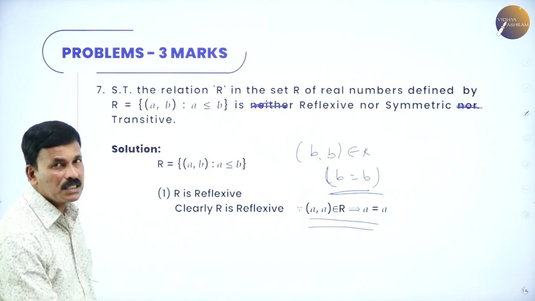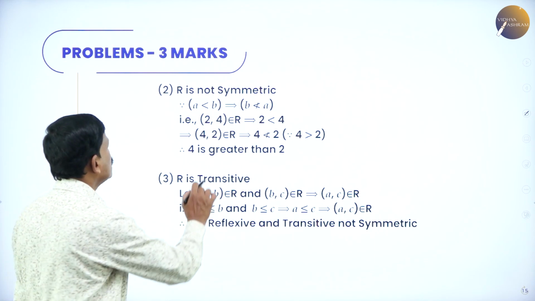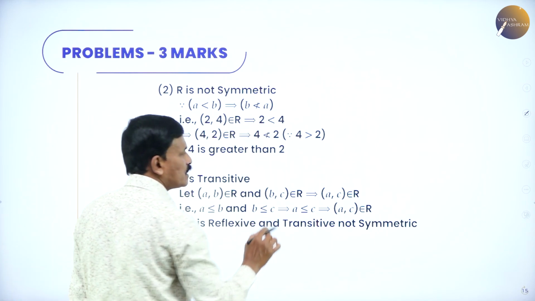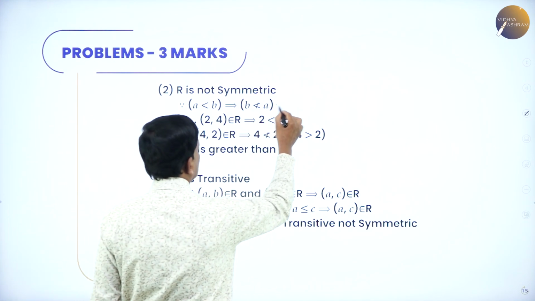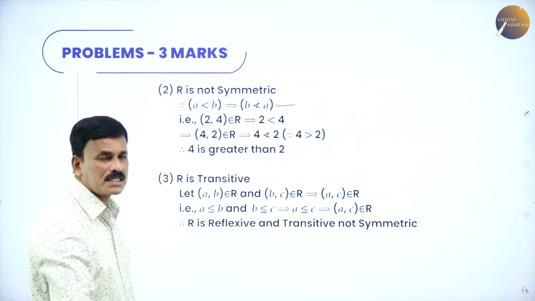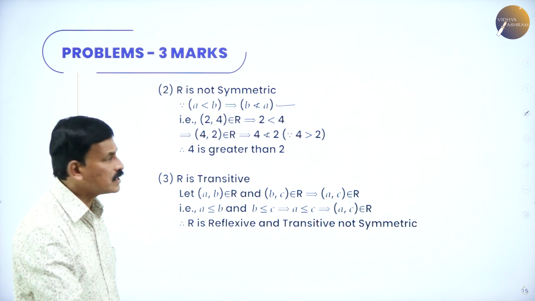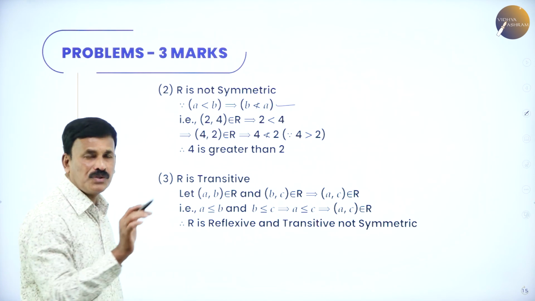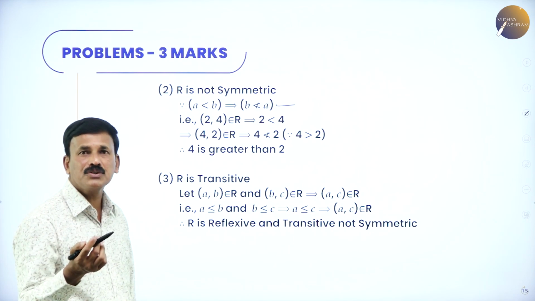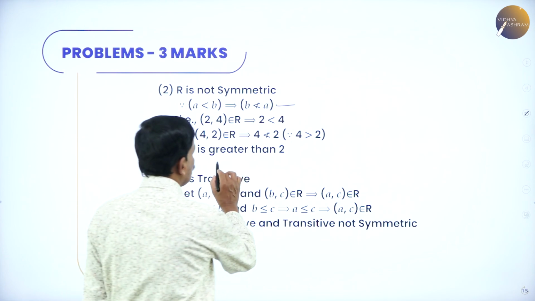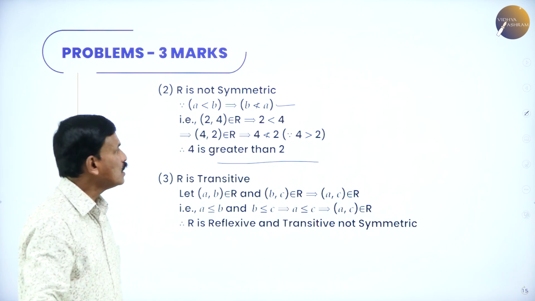Now let us come to the symmetric. This is not symmetric because if A is less than B, then B is not less than A, B is greater than A. So A is less than B implies B is greater than A, not less than A. So this is not symmetric. That is, if 2 is less than 4, then 4 is not less than 2, 4 is greater than 2. Therefore this is not symmetric.